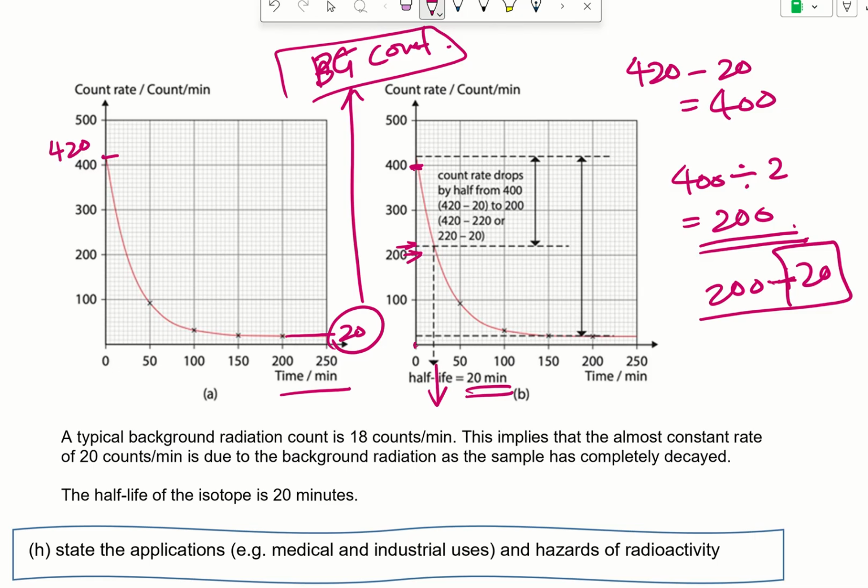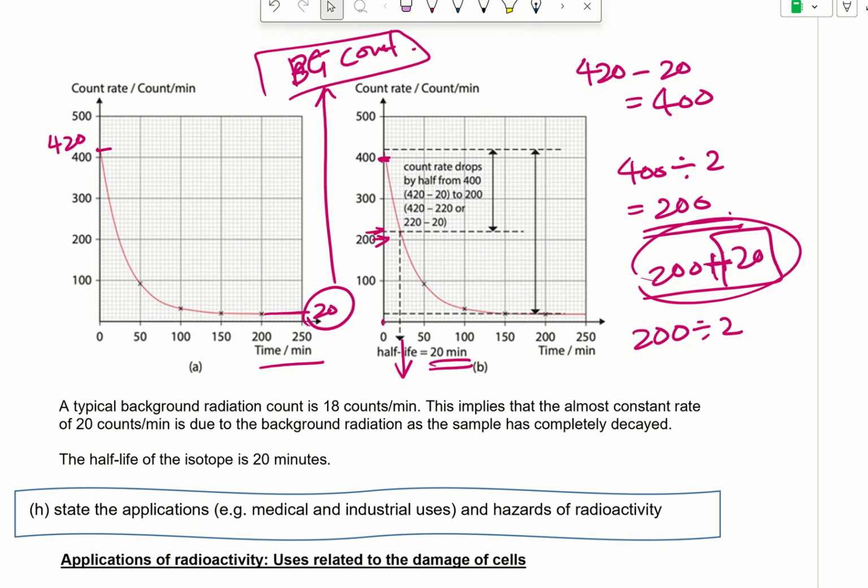So how do I check? The next time it decays is after one more half-life. So I take 200 divided by 2. Why don't I take 220? Because the 20 is from the background count. The 200 is from the nuclear sample. So I should get 100, but instead of going to 100, I should be going to 120. So I come to 120 roughly and go down. It should be at 40 minutes. So 0 to 20 is the first half-life, 20 to 40 is the second.